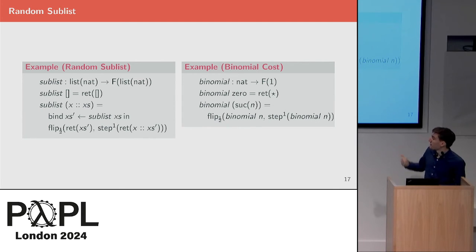Here we take in a natural number, and then we compute an f of 1, which is really just a cost. And this is an implementation of a program for the binomial distribution. You'd hope to compare these programs and say that sublist is bounded by binomial, but they don't have the same type exactly. So we define an auxiliary function that will help us deal with these kinds of cases.